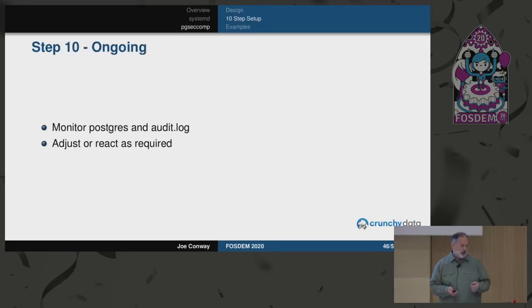So on an ongoing basis, you would want to monitor Postgres and react as required. So, question? So the question is, since the process is not killed, is there a way to get basically a stack trace or something to help you figure out where the origin of the syscall was?